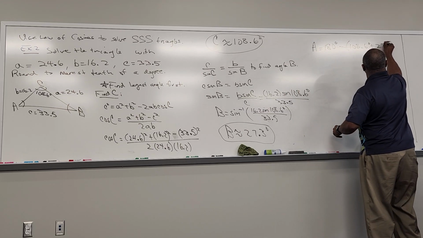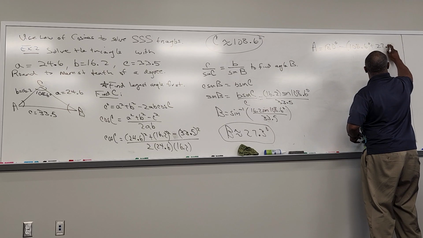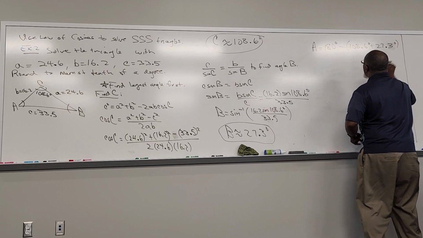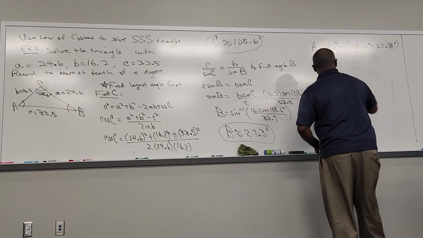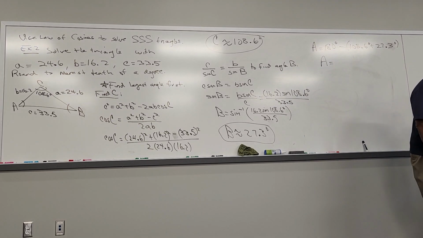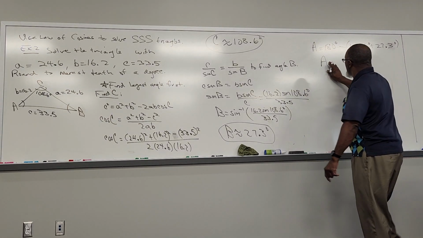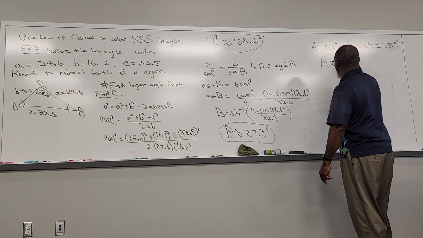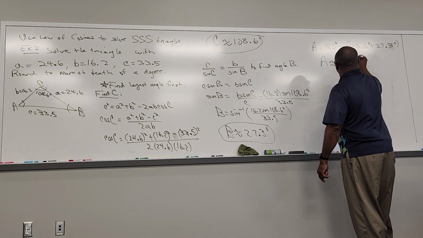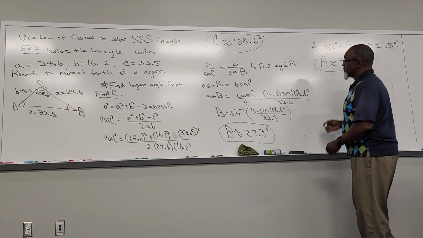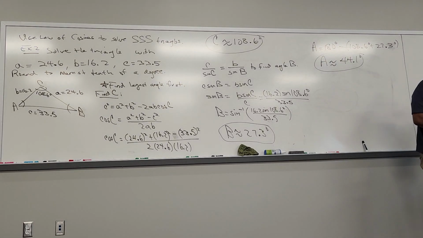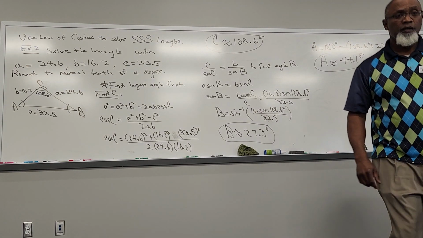plus that. So angle A will turn out to be approximately 44.1 degrees. And this is rounded, so I'll use the squigglies. So there's angle A. So we've solved this problem using the law of cosines.